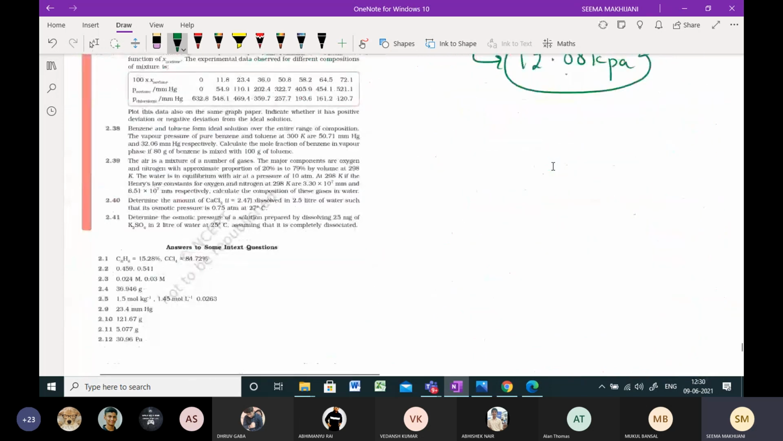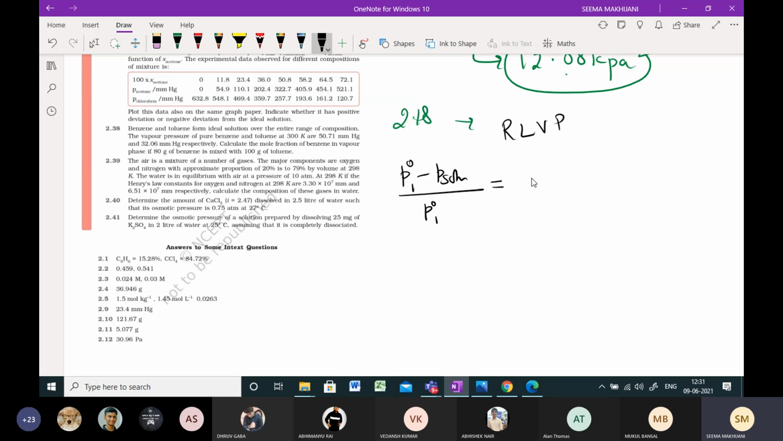Now let's substitute the values. Since you can see we are on question 2.18, this question is again based on relative lowering of vapor pressure. So the formula again remains P01 minus P solution divided by P01 is equal to the mole fraction of the solute, which is equal to moles of solute by moles of solvent, that is, weight of solute upon molecular mass of solute, is your moles of the solute. The moles of solvent will be W1 by M1. Please try to substitute the values.